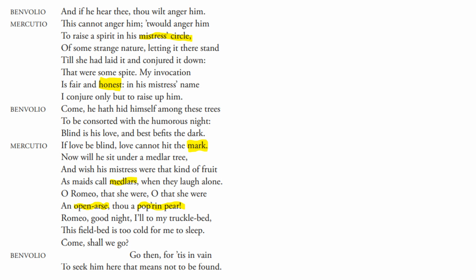We then have this extended metaphor for sexual intercourse. So we have "to raise a spirit in his mistress's circle," again a reference to a woman's genitalia, and then we have the idea of standing and then coming down. So that's the idea of the beginning of sexual intercourse and the end of sexual intercourse and that journey for a man.